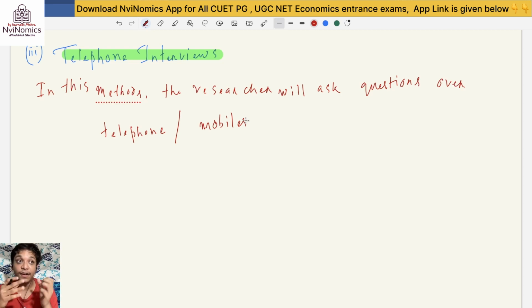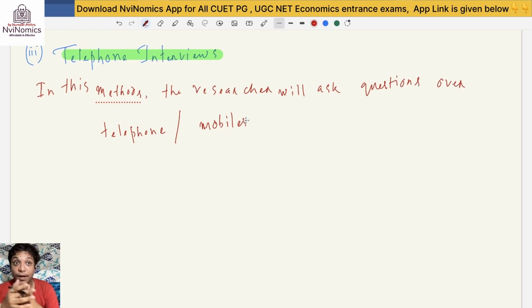Another demerit is that there can be a problem of network connectivity. Consider the case of rural India or people living in forest regions. Even in some places in India, network connectivity is still not there. So for collecting data from those individuals, it's very difficult.